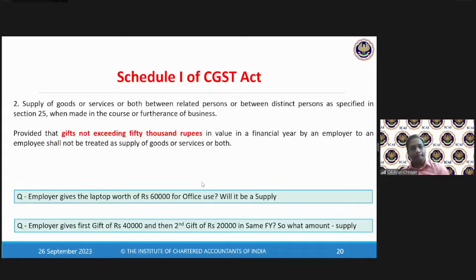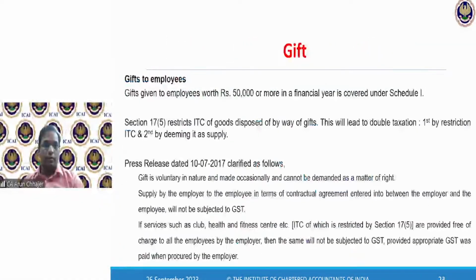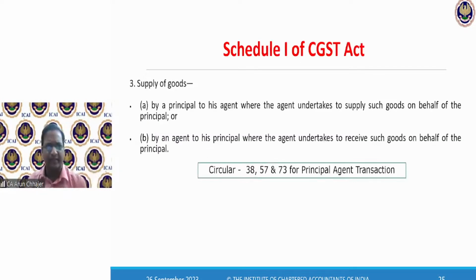Now let me move to para number 3. Para number 3 says, what is the gift? Gift has not been defined in the GST. So we can only say the gift is voluntary in nature, occasional, and cannot be considered as a matter of right. So that has been used in the press release.